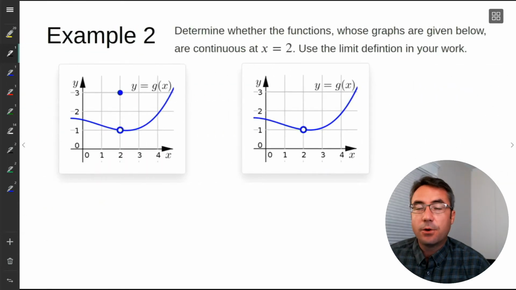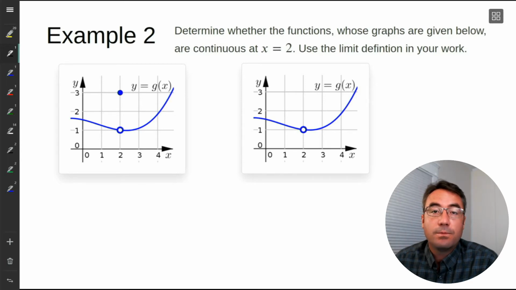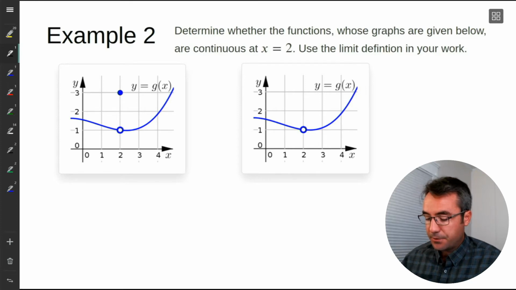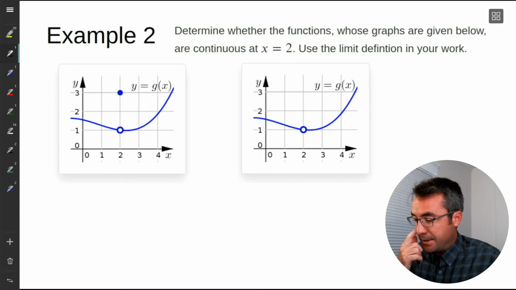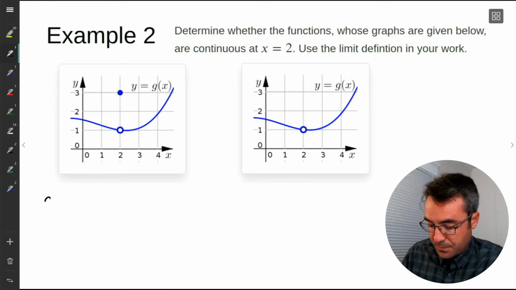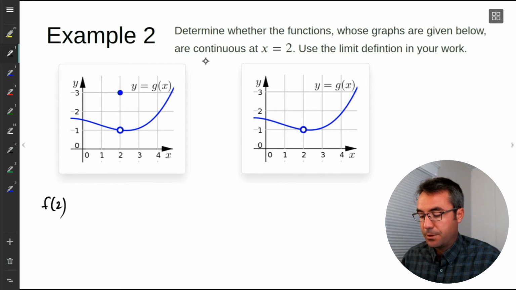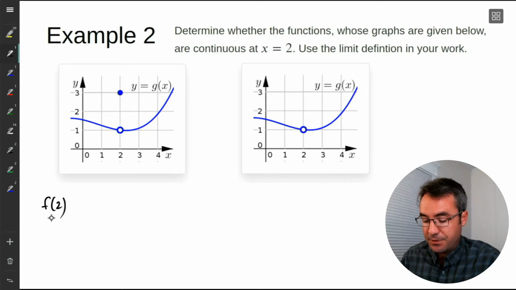All right, let's see what can go wrong though. So in this example, we're going to look at a few different graphs, and we're going to use the limit definition to determine if these functions are continuous or not. So let's start with the first one here. We see this graph of this function g of x. First thing we should do is just see what the function value is. So let's calculate f of 2. So we're interested in whether this function is continuous at x equals 2. So let's start with our function value.